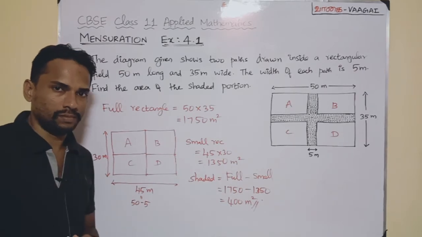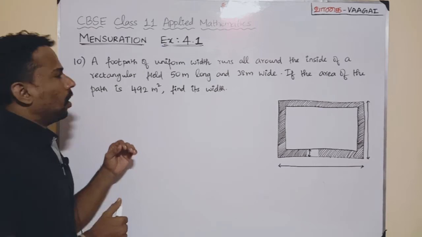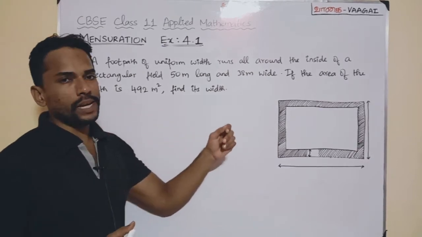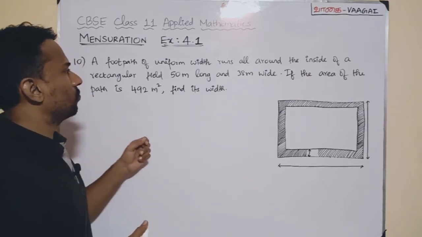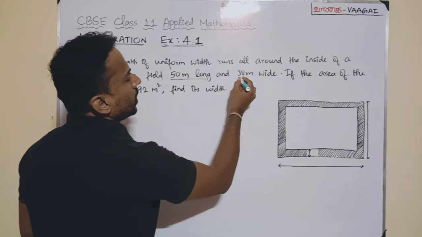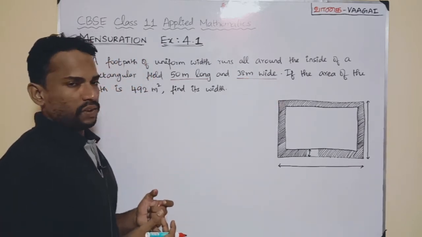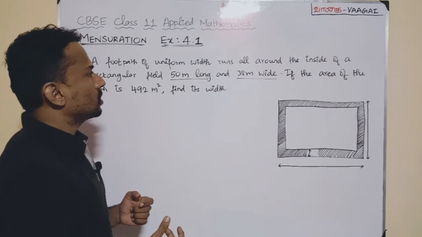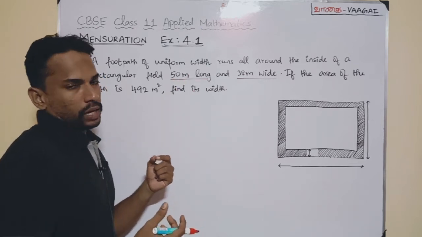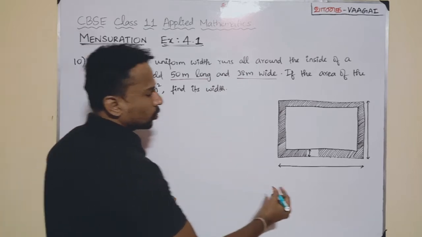That's it. Next we have question number 10. Here we have a footpath of uniform width that runs all around the inside of a rectangular field which is 50 meter long and 38 meter wide. So there is a rectangular field here, and there is a length and breadth. For the rectangle we will have length and breadth, right? So here the length is going to be 50 meters.